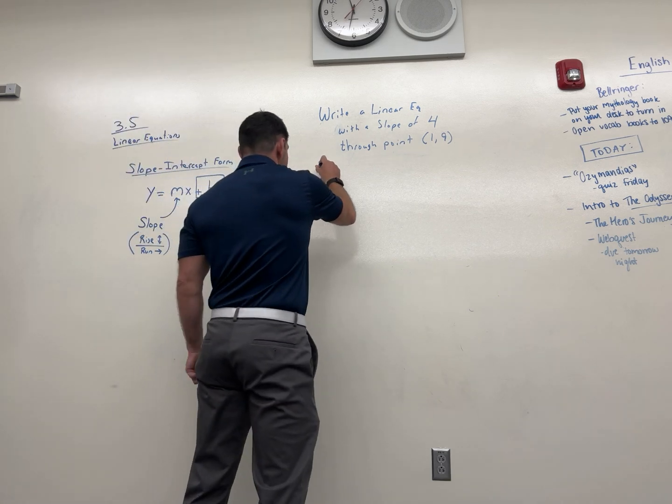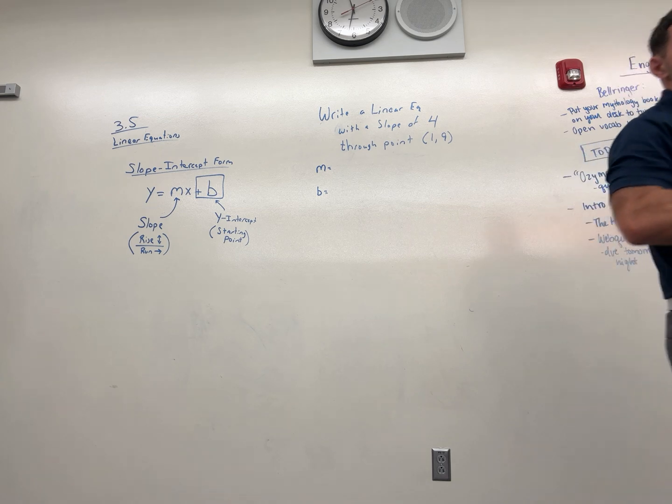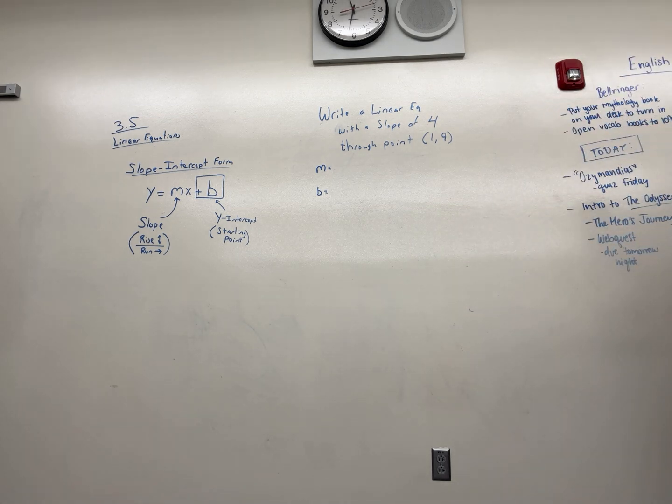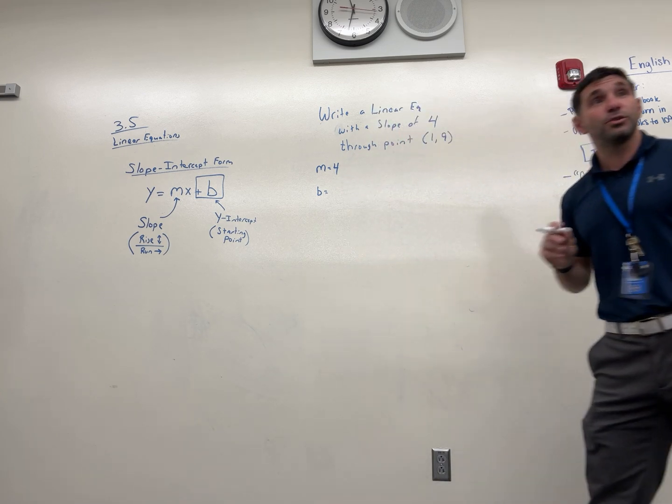Right now, in this equation, do I have an m? Yeah, 4. So my slope is 4. Do I have a b? Do I have a y-intercept?